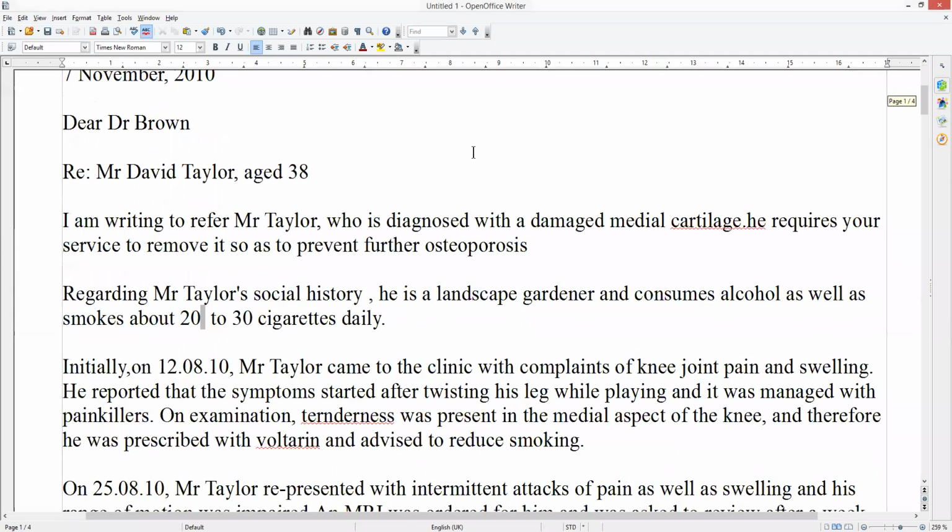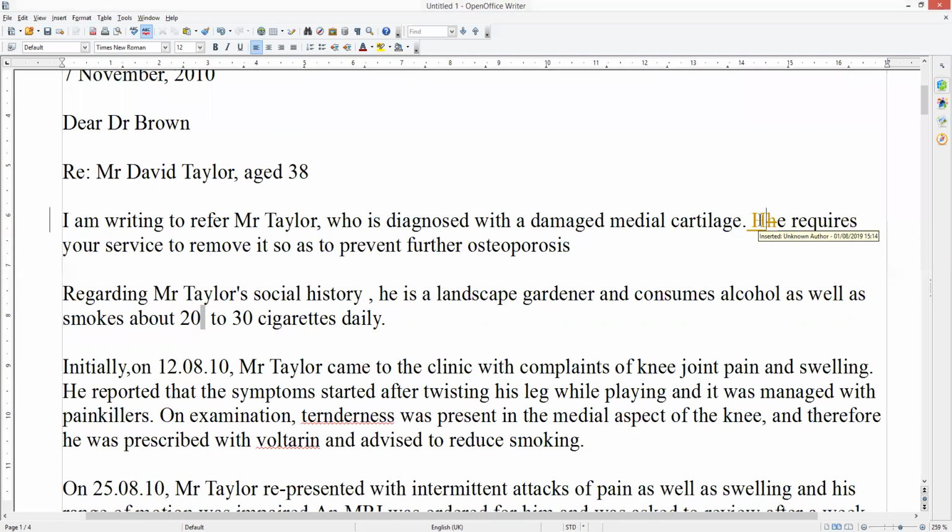So, Mr. David Taylor, X38. I wanted to refer Mr. Taylor, who is diagnosed with a damaged medial cartilage. He requires your service to remove it so as to prevent further osteoporosis. Okay. Well, I would be tempted to make this a single sentence.